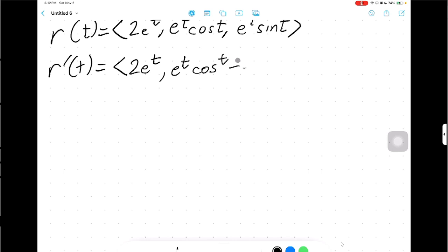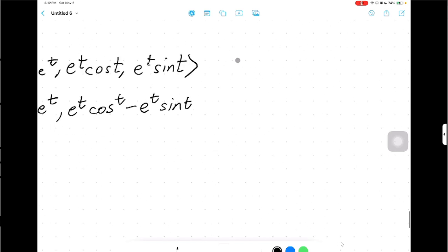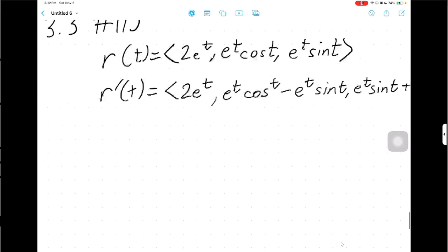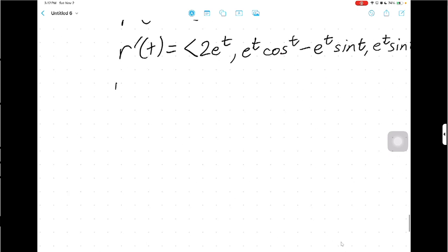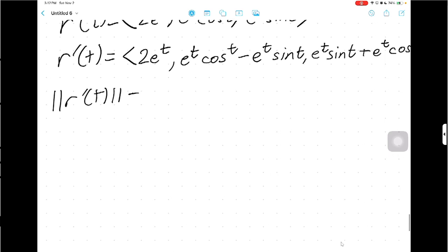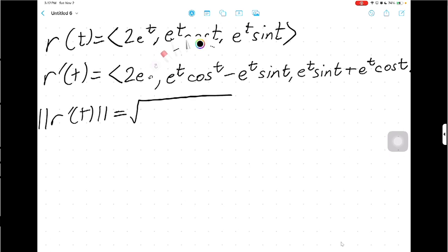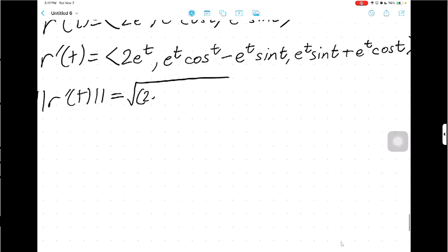Minus e to the t sine of t, e to the t sine of t, plus e to the t cosine of t. Like so. I'm going to go find the unit tangent vector, because it only says tangent vector for whatever reason. And I see why it only had tangent vector. You know what? I could probably figure this out.